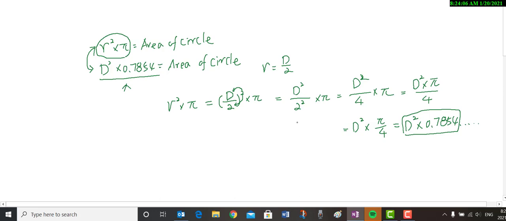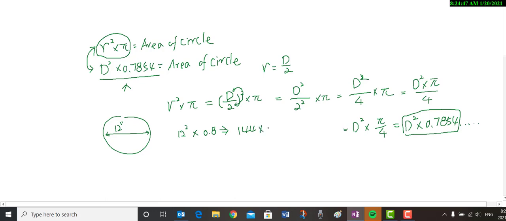This formula is particularly useful if you don't have a calculator and you want to just estimate the area. Okay, for example, if my diameter of circle is, let's say, 12 inches. To estimate the area of this circle, all you have to do is 12 squared times, because 0.7854 is very close to 0.8, which is 80%.